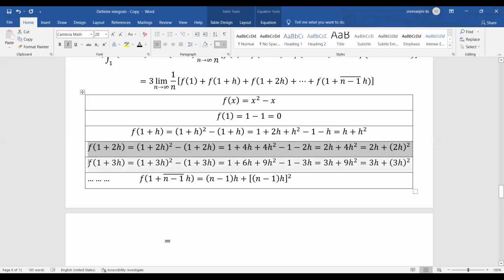Similarly, proceeding like this, we can show that f of 1 plus 3h is equal to 3h plus (3h) the whole square. And finally, f of 1 plus (n minus 1)h is equal to (n minus 1)h plus ((n minus 1)h) the whole square.